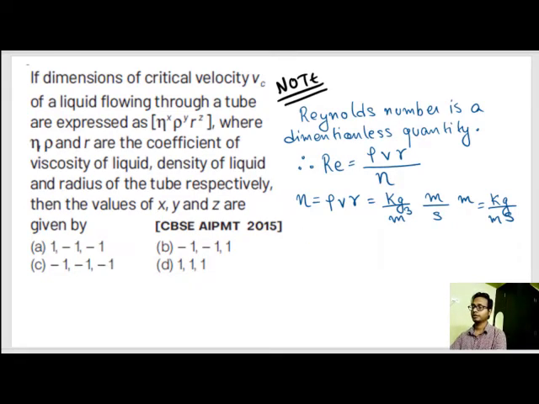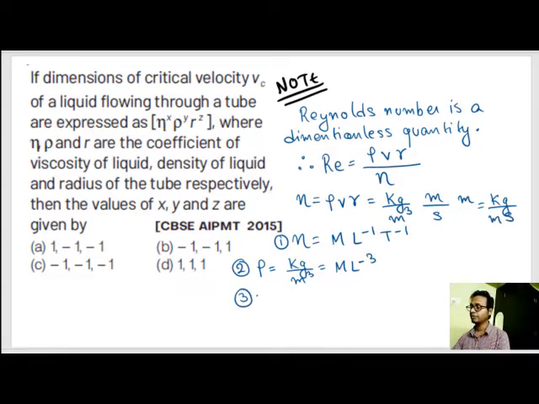Okay, this is the dimension of dynamic viscosity, or M L to the power minus 1 T to the power minus 1. So let's write the remaining variables. We find out eta. Now let's find out what else is given. Rho is nothing but density, or density is kg per meter cube, or M L to the power minus 3. Similarly, r is nothing but meter, or is equal to length.